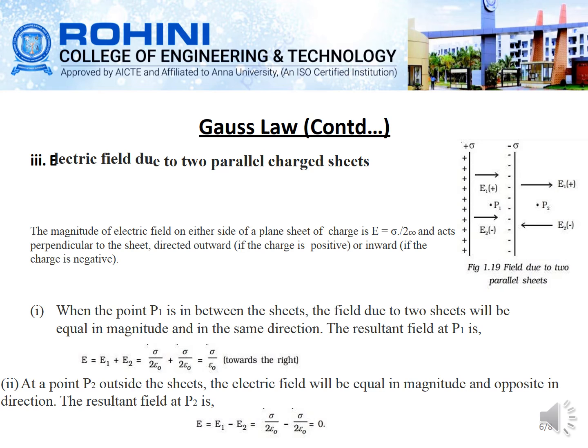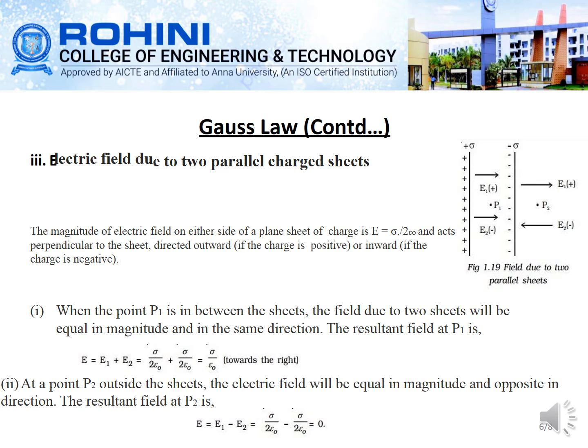When a point P1 is placed between the two sheets, the fields due to the sheets are equal in magnitude and also in the same direction. So you can write the equation as E is equal to E1 plus E2. We already know the electric field equation, which is sigma divided by 2 epsilon naught. Adding E1 and E2, we get sigma divided by epsilon naught.